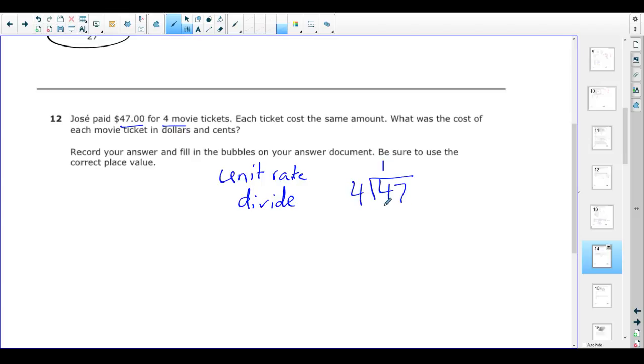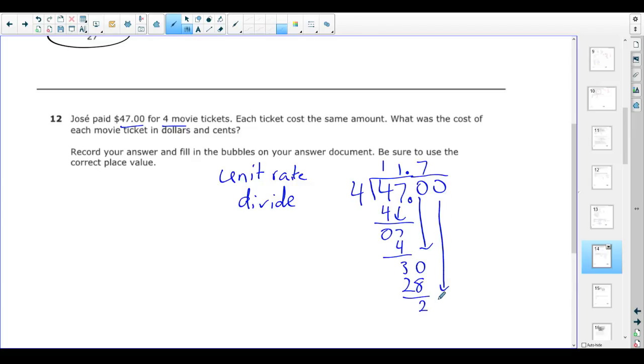The 4 goes into 4 once. This is 0. Bring the 7 down. 1 again. 3. Have a remainder. So I add a decimal, and a couple zeros. 4 goes into 30 7 times. 28. 2 left over. 1 more 0 to bring down. 4 goes into 20 5 times.